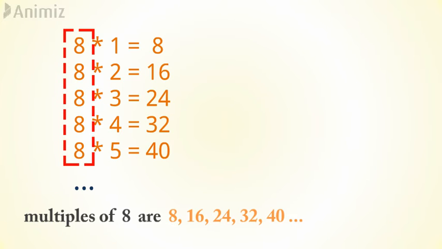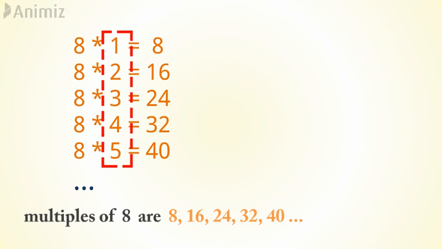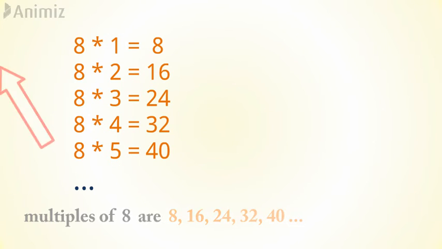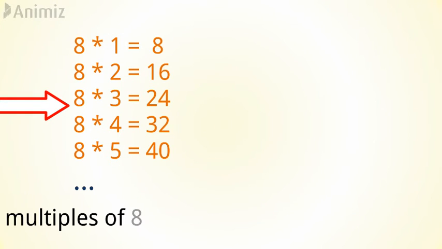Multiple is the product of a number with an integer. If we multiply an integer with 8, we get the multiples of 8.